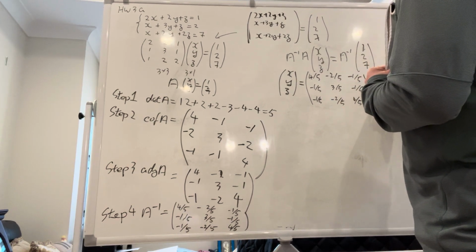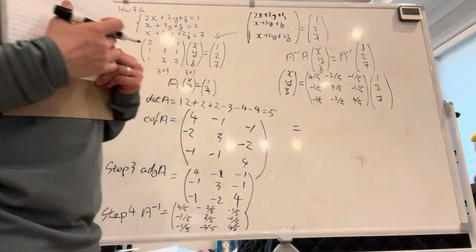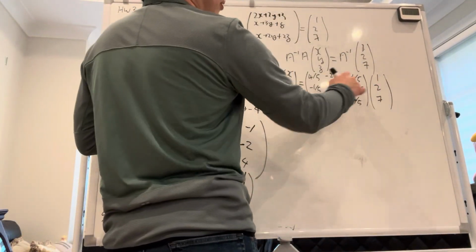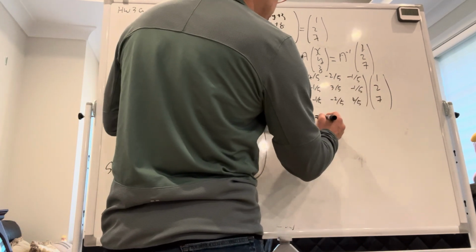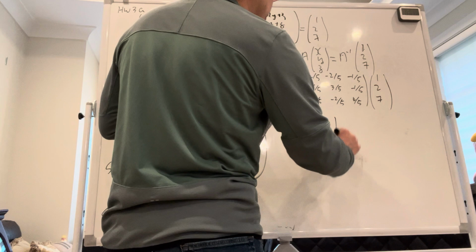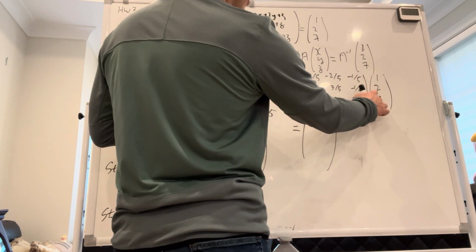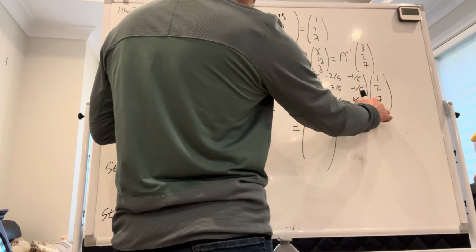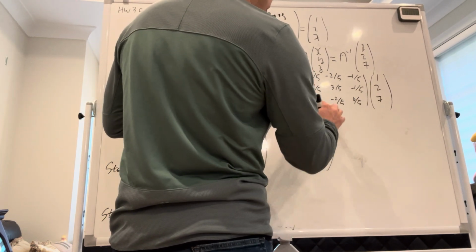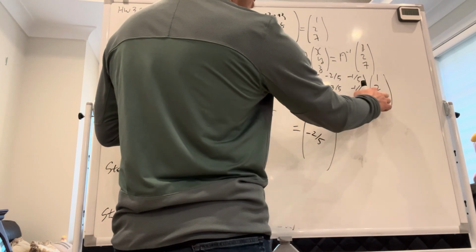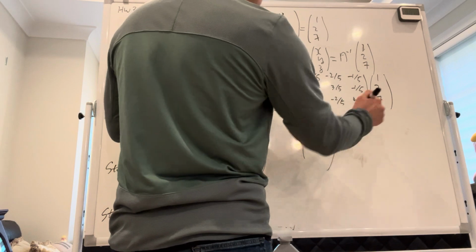And multiply by 1, 2, 7. 4 minus 4 and minus 7. So it's minus 7 over 5. So that's x. And then y: minus 1 plus 6, so it's plus 5, and then minus 7. So it's minus 2. And then finally minus 1 minus 4 minus 5, and then 28. So it's 23.